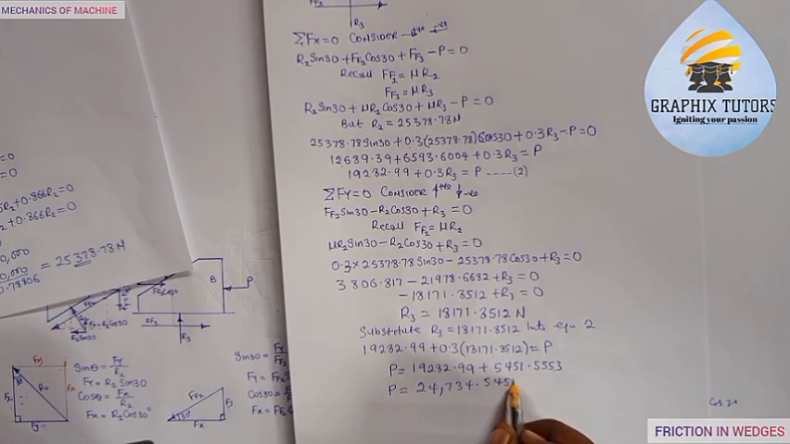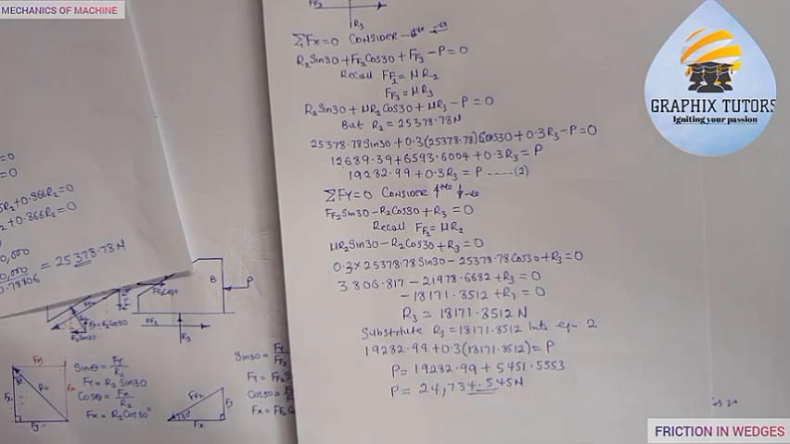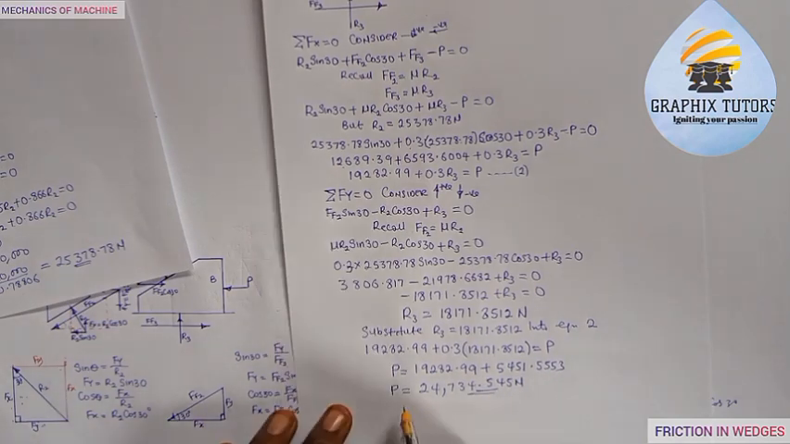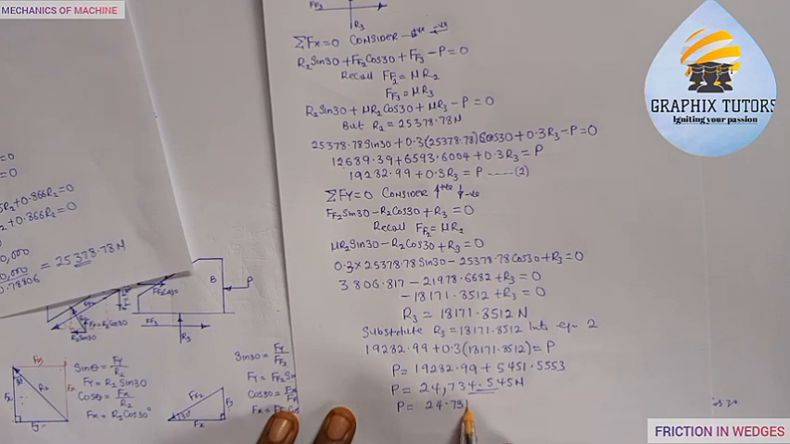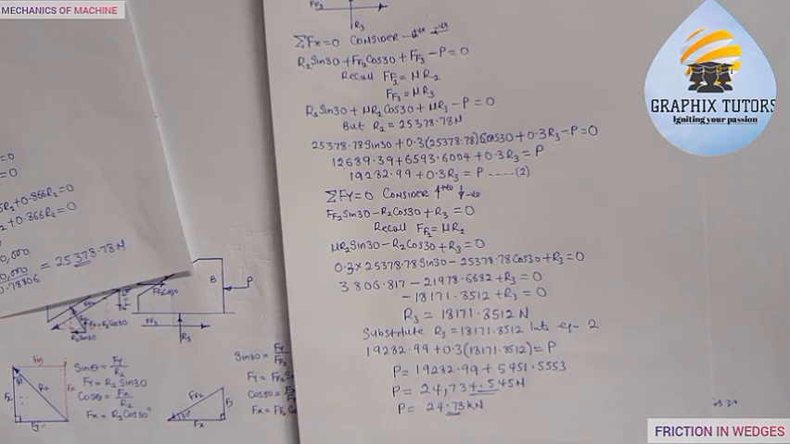So we have our force to be 24,734.545 Newton. So that is the force that is required, which is the same thing as saying P is 24.73 kilonewton. So in kilonewton, that's our value.